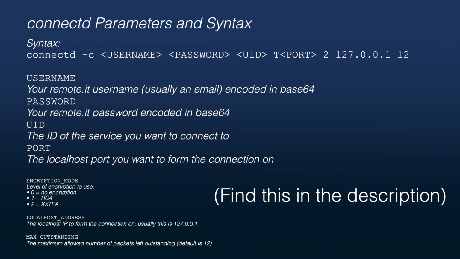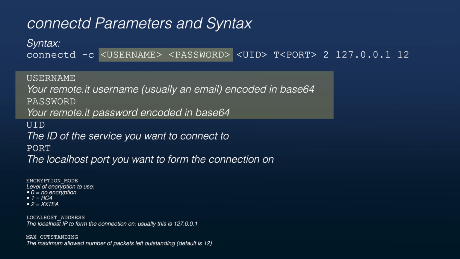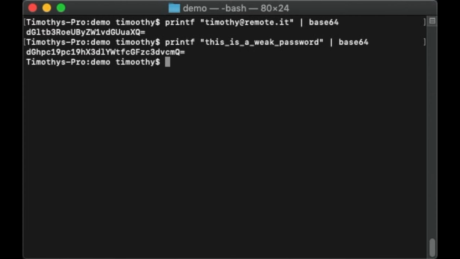When making a P2P connection, here are the syntax and parameters for XXTEA. In this video, we'll only deal with these parameters. The username and password parameters are your remote.it credentials encoded in base 64. An easy way to do this in Mac is to go to terminal and type in printf, then your credential in quotes, then a vertical bar, and then base 64.